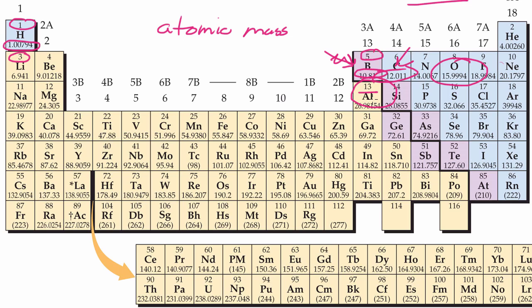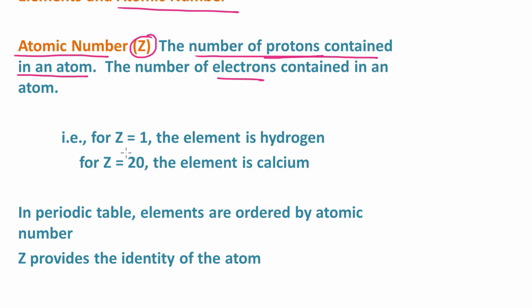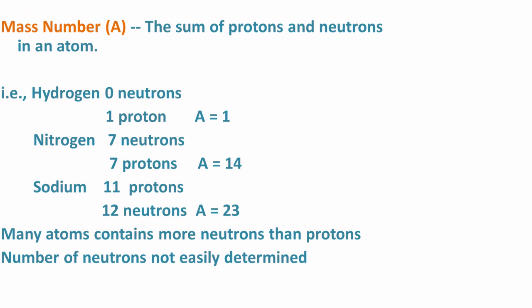The atomic number is important because it's the atomic number, or Z if you will, that identifies an element. If I say identify the element with Z equal to 29, you go to the periodic table, look up the atomic number, and that corresponds to copper. If you still have your periodic table in front of you, you'll see that for Z equal to 1, the element is hydrogen. For Z equal to 20, the element is calcium. Notice that on the periodic table, the elements are ordered by atomic number when we read from left to right. Again, Z gives us the identity of the element.